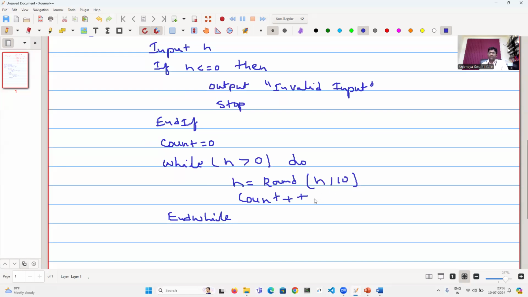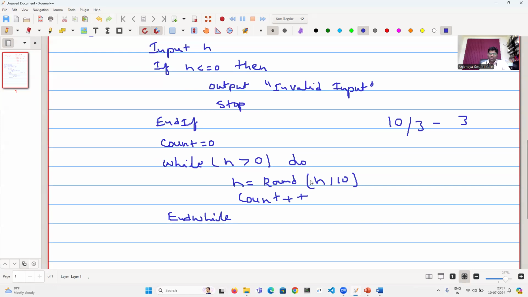In programming languages, by default, if you divide integer by integer, the output will be an integer. Suppose you are doing 10 by 3, the output will be 3 because this is an integer and this is an integer. Integer by integer is integer only. It will discard the fractional part. But since you are writing an algorithm, we should make sure that this n by 10 is rounded to the closest.